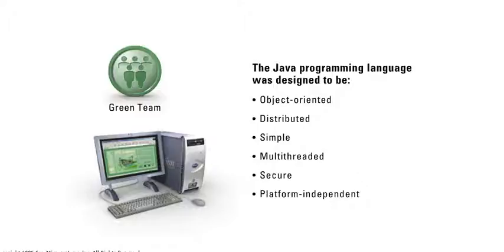Now, the Java programming language was designed to be object-oriented, distributed, simple, multi-threaded, secure, and platform independent. So let's take a look at each of these items.